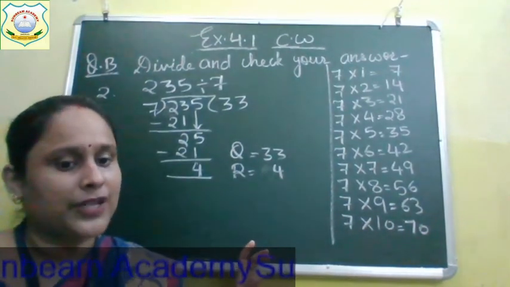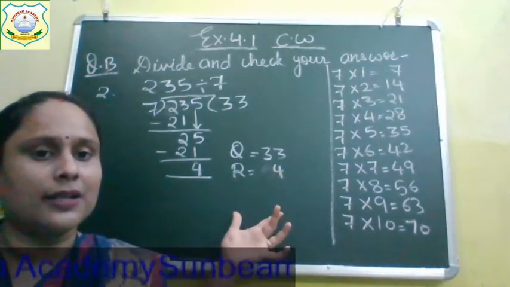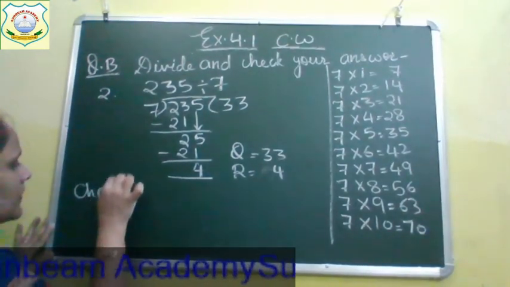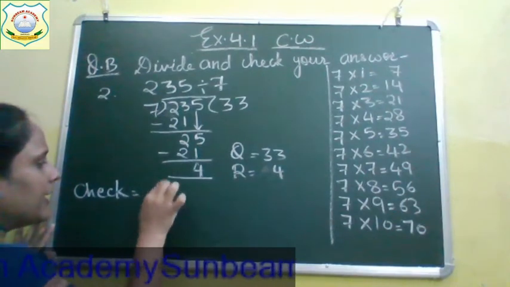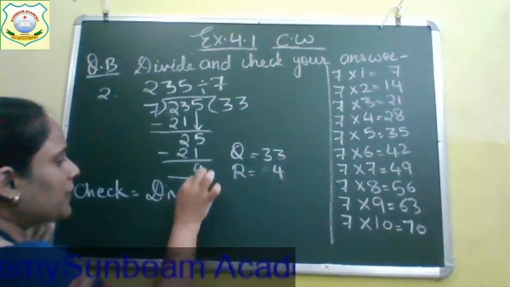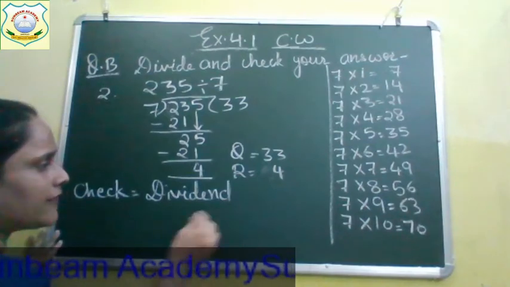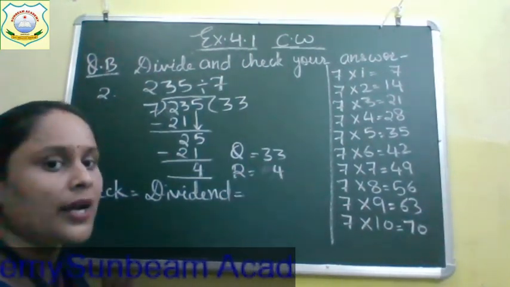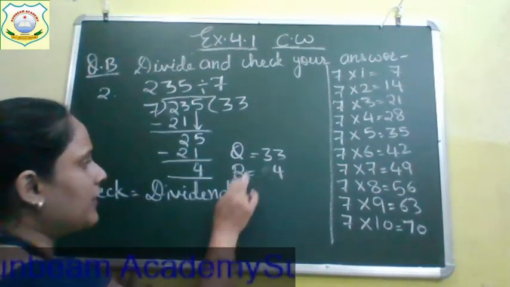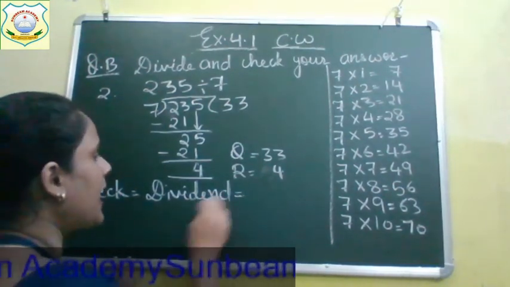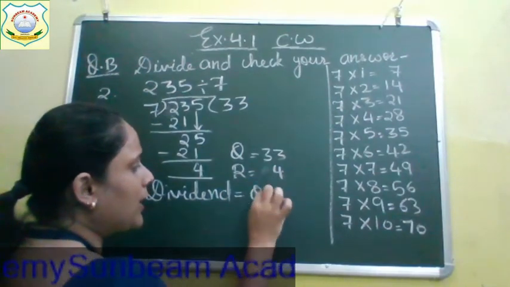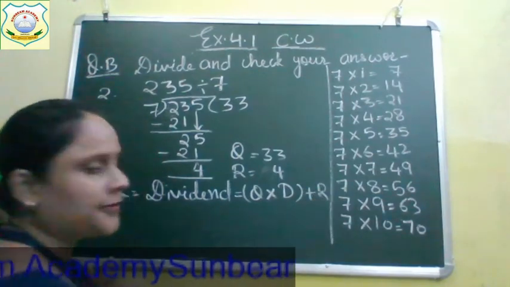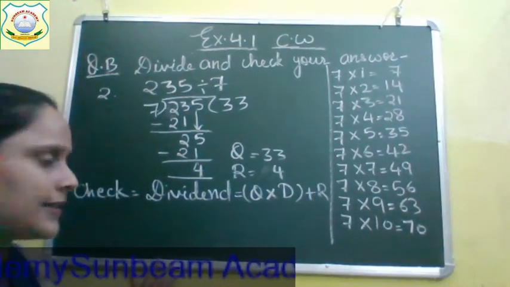Now what we will do? We will check whether our quotient and remainder are correct or not. Let's see. We have to see whether our dividend comes out correct, that is, whether our quotient and remainder are correct or not. What is the formula? Checking formula: quotient into divisor plus remainder.